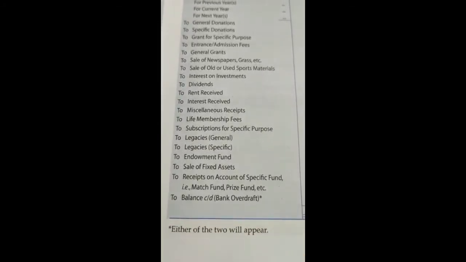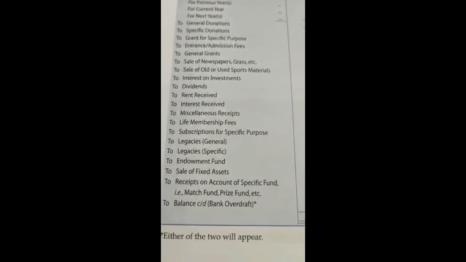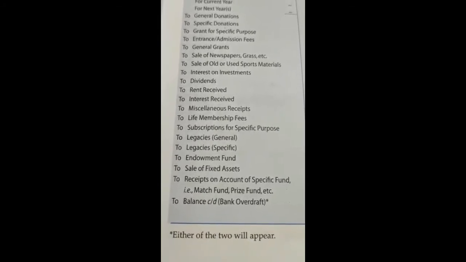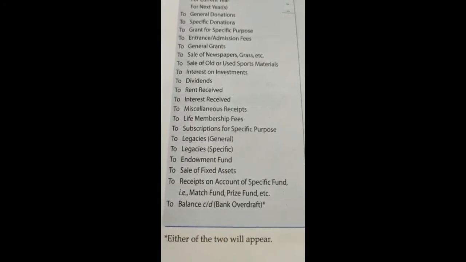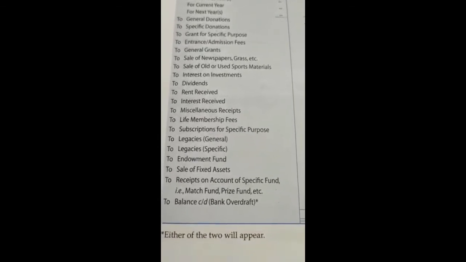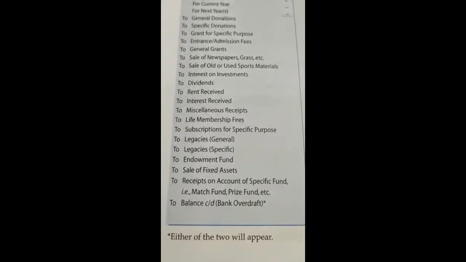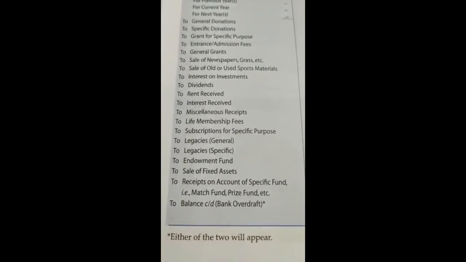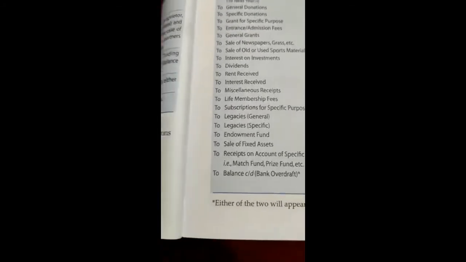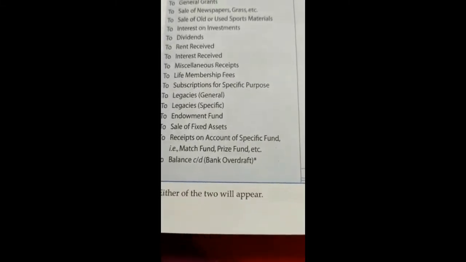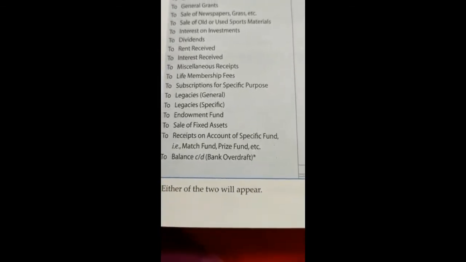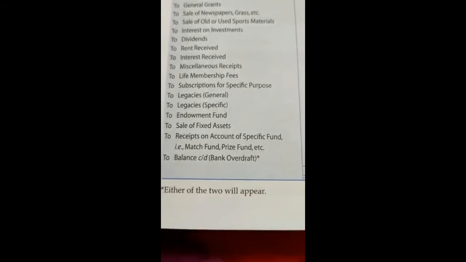Then legacies, general and legacies specific. So first of all, legacies. What are legacies? In general, the meaning of legacies is, say some person is giving some amount as part of his will to the organization. So after the death of a person, if the organization is getting some amount or some property as part of the will of the deceased person, that is called legacies. And now legacies can be general or specific. If it is general, the organization can use it for any purpose. If it is specific, that amount of legacies can be used for that purpose only.